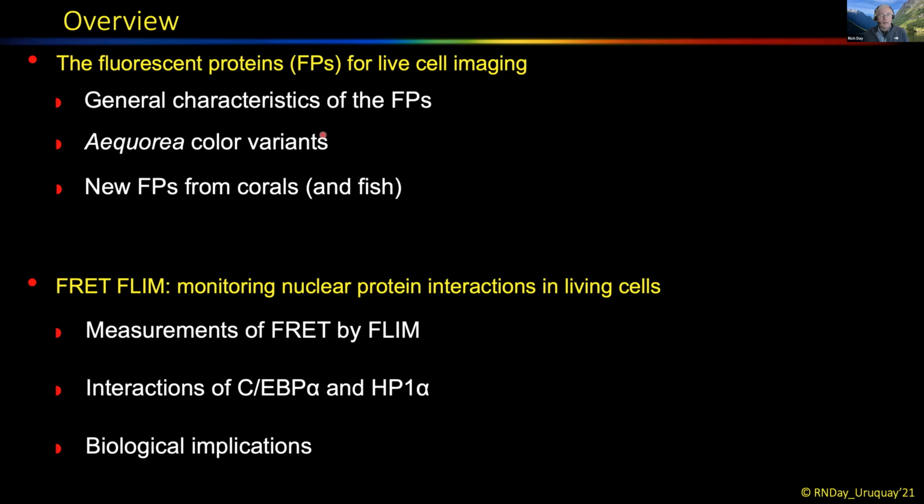I'll tell you a bit about some of the Aequorea Victoria color variants that came from the original GFP, and then talk to you very briefly about some of the new fluorescent proteins that have come out of corals and fish. And then we'll talk about how we use these fluorescent proteins in FRET-FLIM to actually monitor the interactions between nuclear proteins and living cells. And I'm going to focus in on a transcription factor called EBP alpha and a heterochromatin remodeling protein called HP1 alpha.